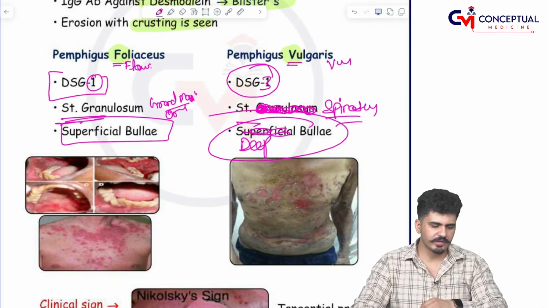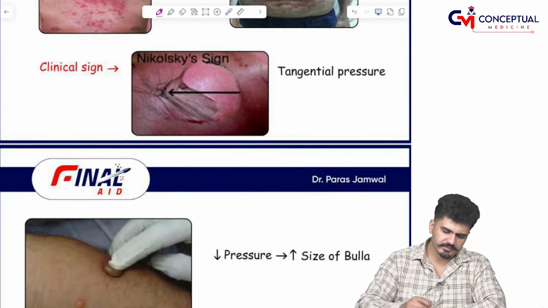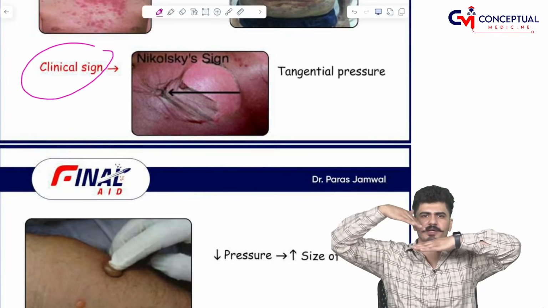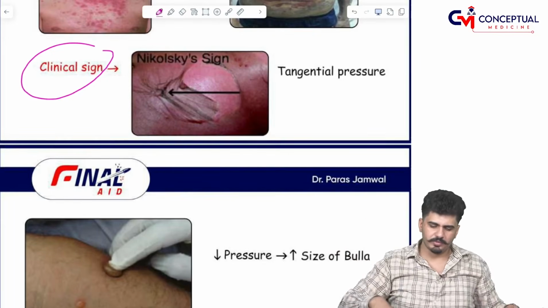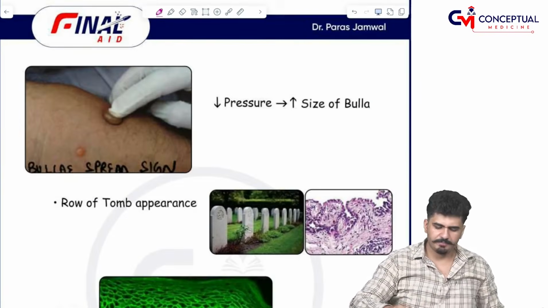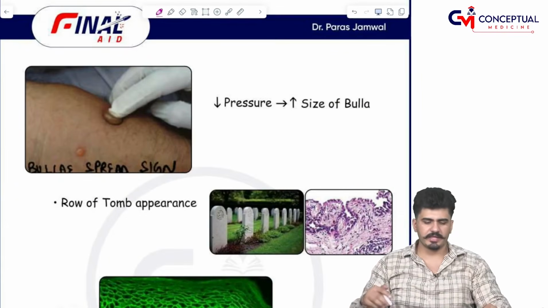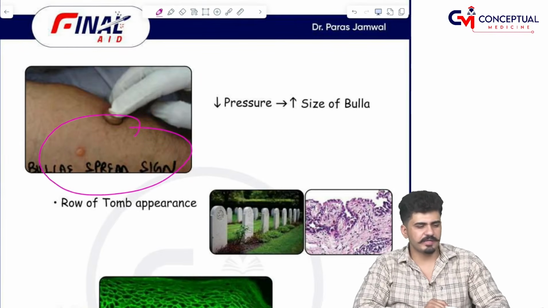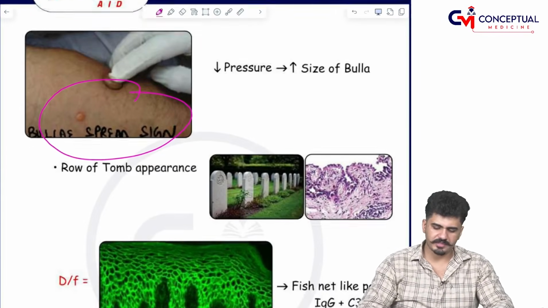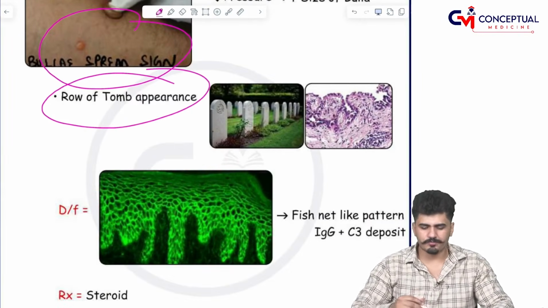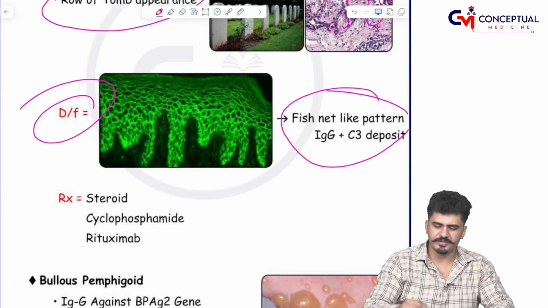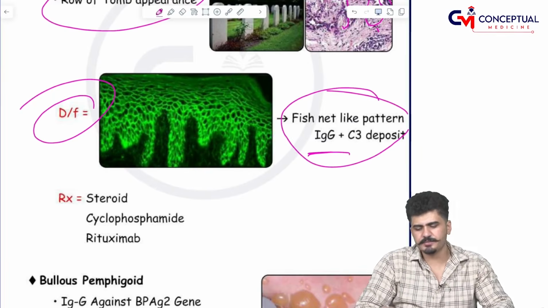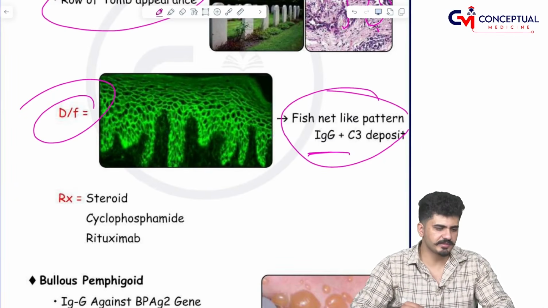Now what common signs are you going to see, sir? One is tangential force, which is coming like this. One is perpendicular force. If tangential force is coming, there is going to be the Nikolsky sign. And if perpendicular force is coming, there is going to be the bulla spread sign. Plus you are going to see the row of tombstones appearance, which you can very well see here. On direct immunofluorescence, you will see the fishnet-like pattern where IgG plus C3 is deposited.